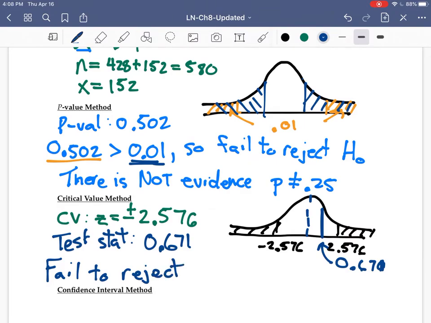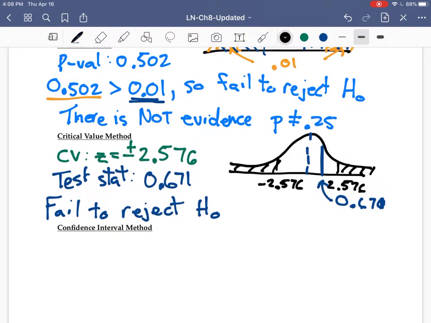We're only going to reject this if we happen to live in that tail. Our test statistic did not exceed the critical values. Our test statistic was between the two critical values. So we fail to reject the null. These two conclusions should be the same.